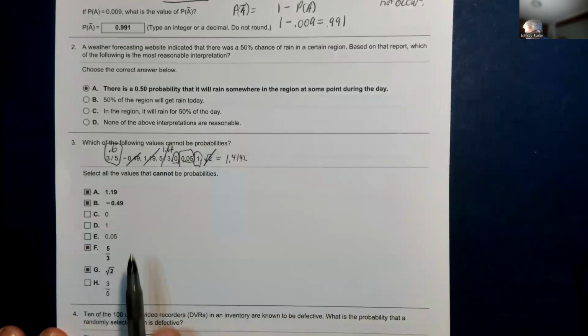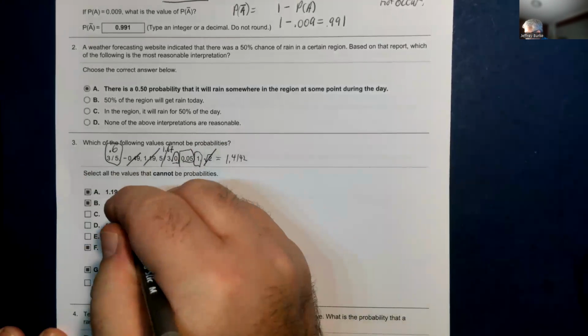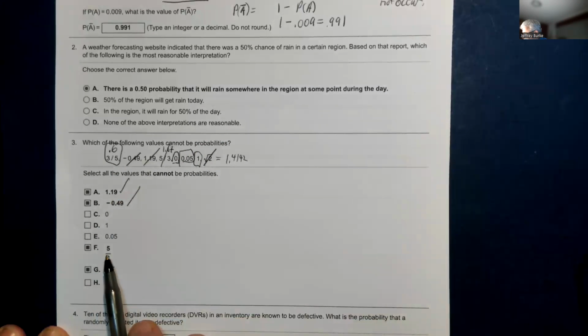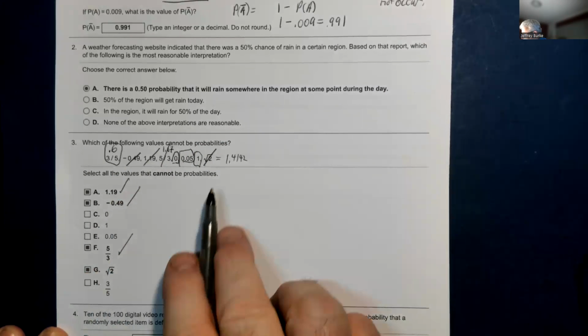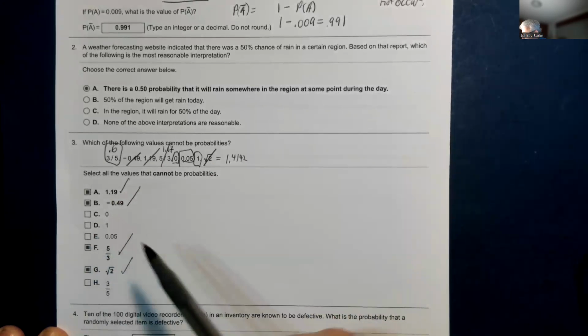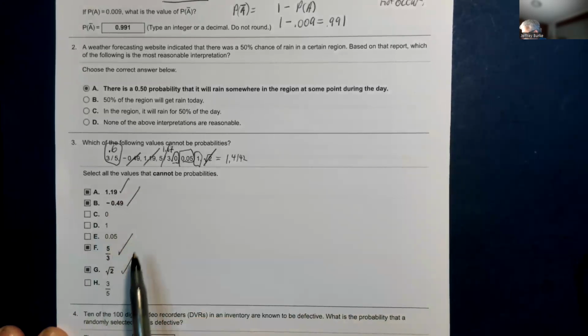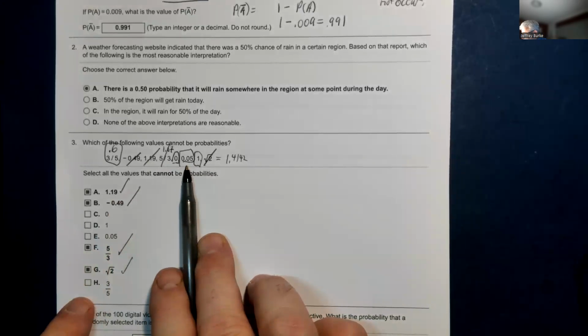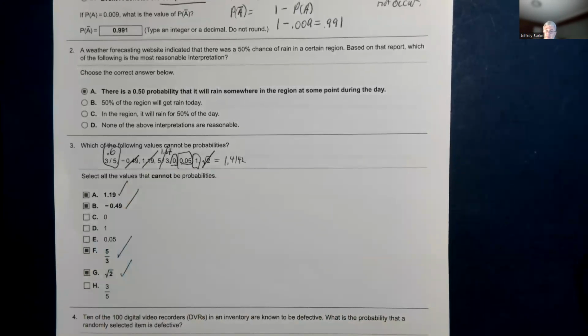So which ones did we cross out? We crossed out 1.19. We crossed out negative 0.49. We crossed out 5/3, okay, and then we crossed out radical 2. In fact we boxed 0, so we know that's possible. We boxed 1, we boxed 0.05, and then we also boxed 3/5. So now sometimes they can ask this question two different ways: which could be the probability, which cannot be the probability. So know what you're doing in that regard.